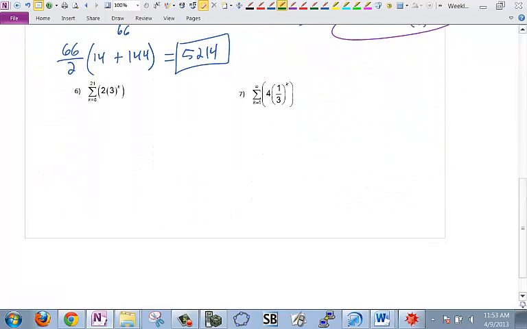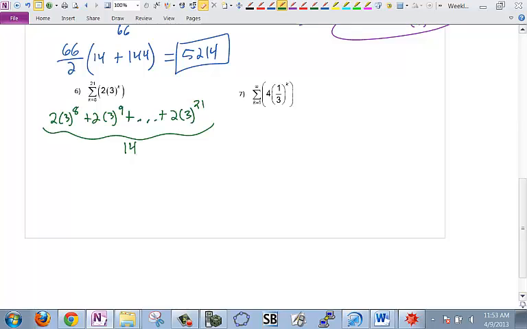Number 6. This is 2 times 3 to the 8th, plus 2 times 3 to the 9th, plus 2 times 3 to the 10th, plus 2 times 3 to the 11th, finally finishing with 2 times 3 to the 21st. How many total terms from this sequence are we adding together? 14. 21 minus 8 is 13.